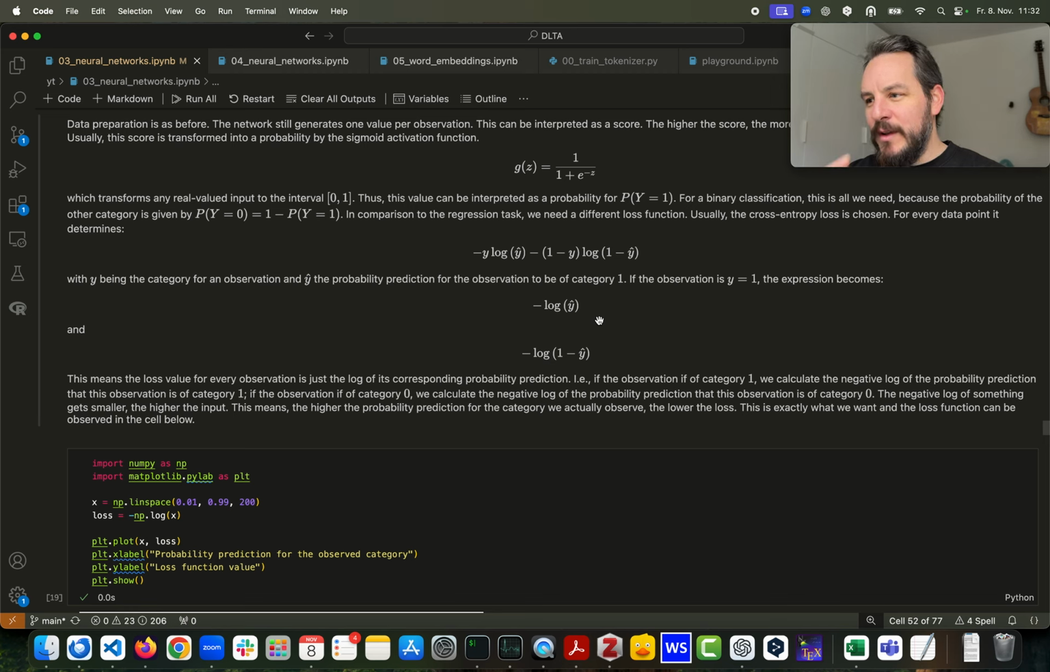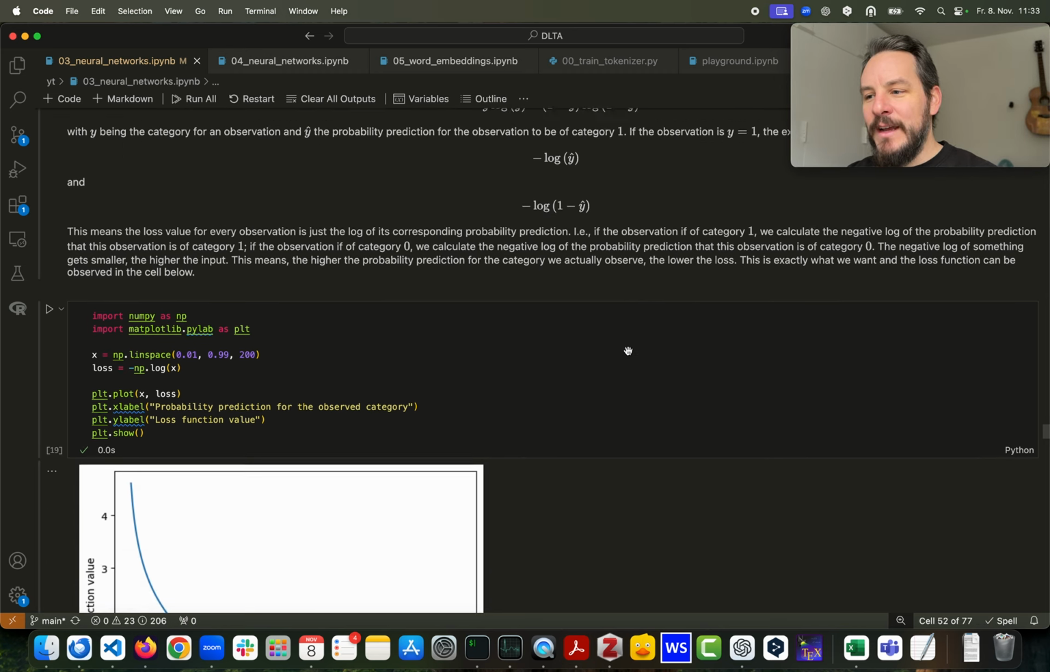So it depends. If we have an observation in the data sample which in reality is category 1, then we calculate the loss as minus log of the probability prediction that this is category 1. If we have category 0, then we calculate minus log of 1 minus y hat. And now what is this? This is again minus log of the probability prediction that this is category 0. So basically, what is used as a loss function for every data point is minus log of the probability prediction for the category that we actually observe, right?